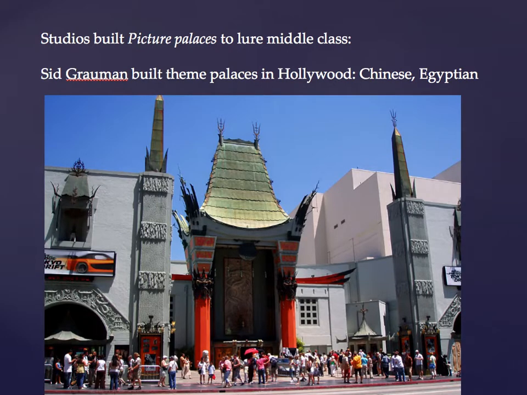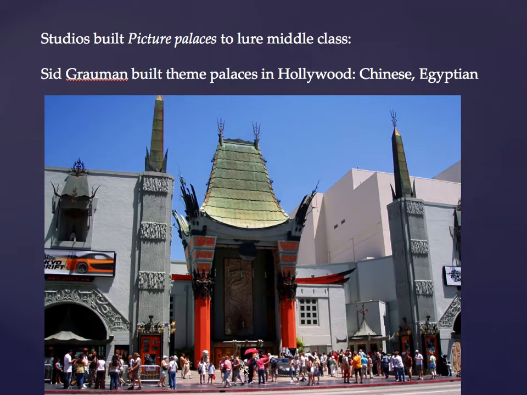The studios built picture palaces, and they wanted to raise the prices, right? They wanted to charge more than a nickel, and people aren't going to spend more than a nickel if the movie's only 10 minutes long and you're sitting in a folding chair. So they built these beautiful palaces, and this is the famous Chinese theater in Hollywood, and a man named Sid Grauman built these, and he built the Chinese and the Egyptian and a few others.